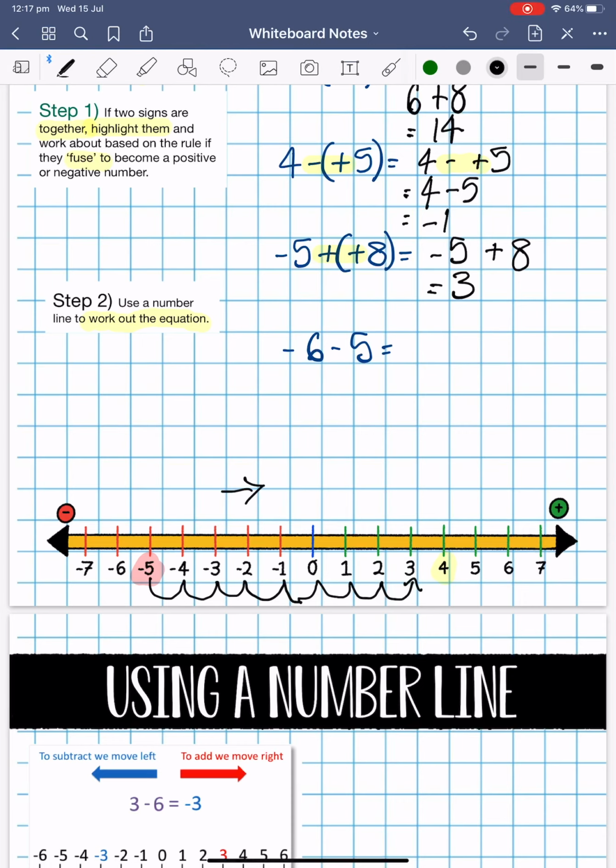Now let's do one more. So with this last one, you might notice that there aren't any signs next to each other. That means we don't have to do this step here. We can go straight to step 2. So you've got -$6 in your bank account. So you take out $5. How much do you have? So this would work if my number line's a little bit bigger, but I'll just quickly show you. So you'd be at -6 and you would go backwards 5 times. Okay, so the answer is -11.